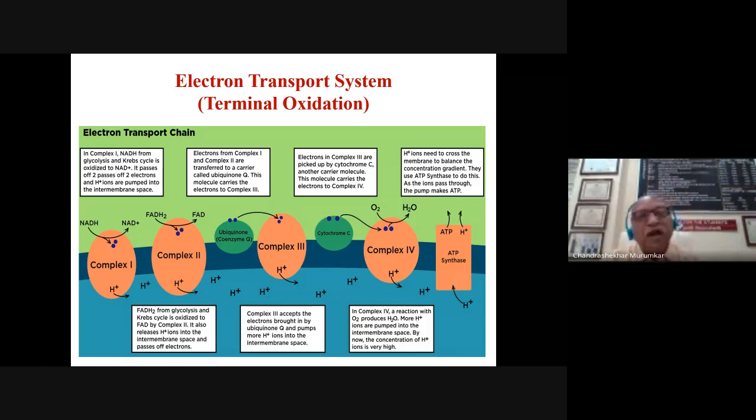And that's why, dear friends, this electron transport system or terminal oxidation is a very important sequence of reactions which ultimately gives rise to the H2O molecules, but it is undergoing oxidation reduction which is further used for energy transfer, and this energy is ultimately used for the synthesis of ATP molecules.